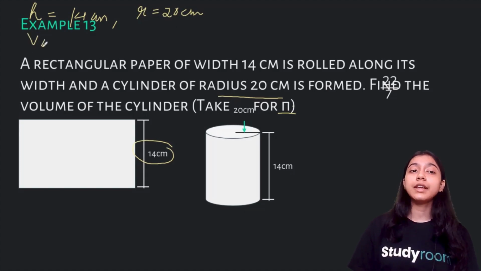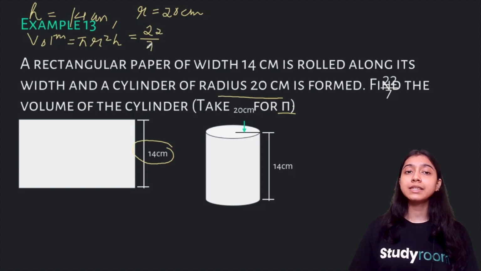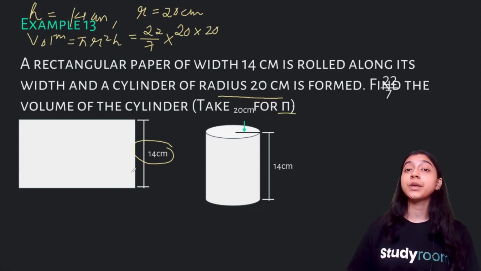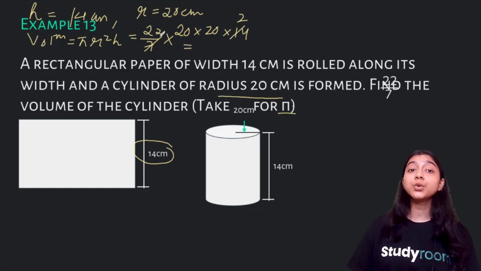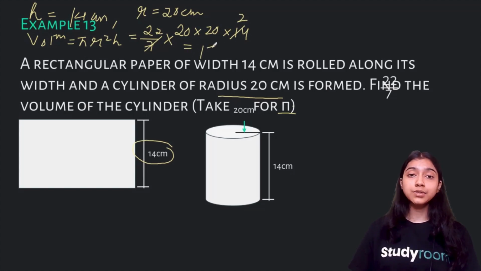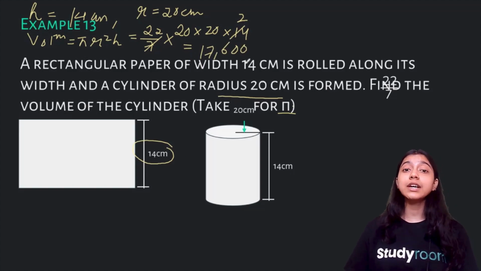For calculating the volume of the cylinder, we use this formula, that is pi r square h. In place of pi, we will put 22 divided by 7. R square means 20 multiplied with 20 and the height of the cylinder is equal to the width of this rectangular sheet of paper, that is 14. So multiplied with 14. This 7 will get cancelled with 14, leaving behind 2. Now we'll multiply 22 with 20 with again another 20 and then 2, and this gives us 17,600. So total volume of this cylinder will be 17,600 and the unit will be centimeter cube.